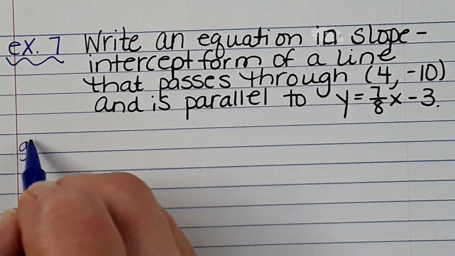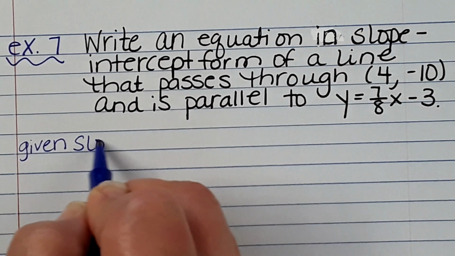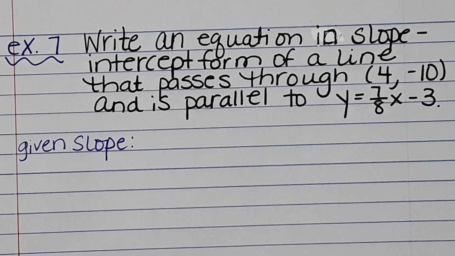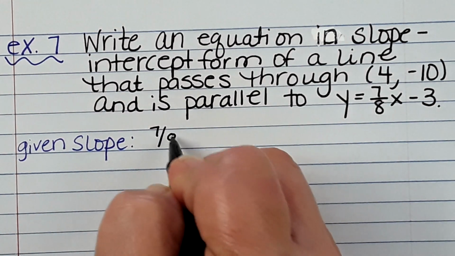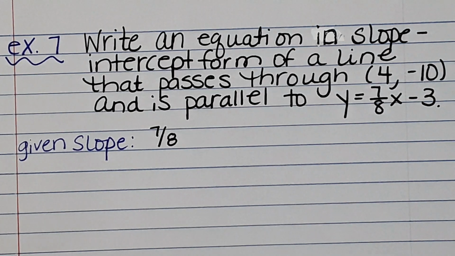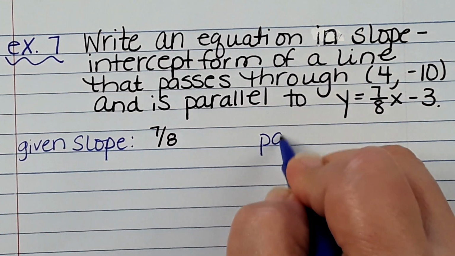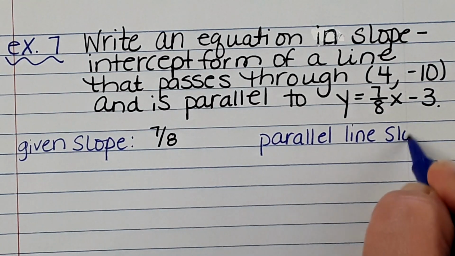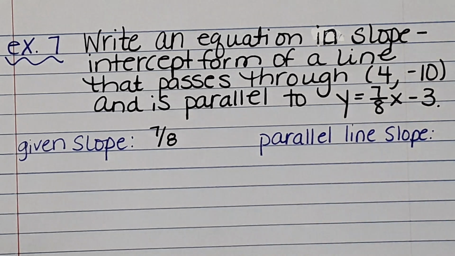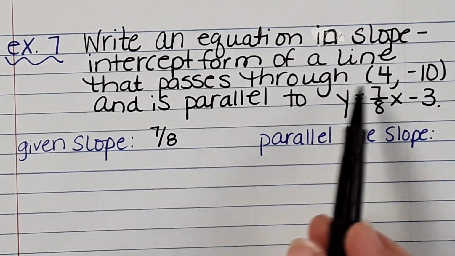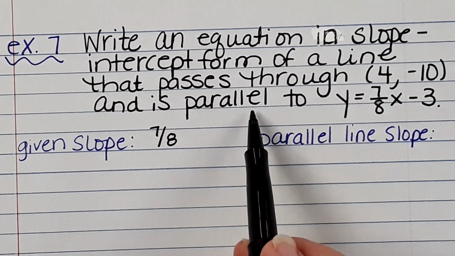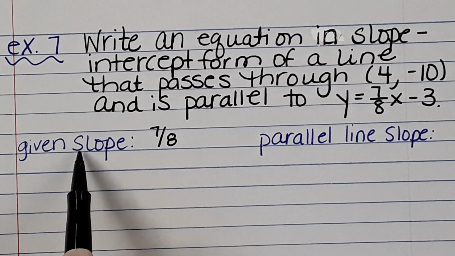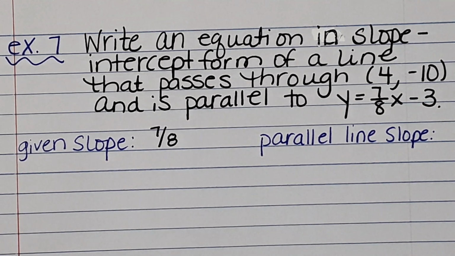The first thing is I want you to think about the slope that is given. In this problem, what is the slope that is given to you? 7/8 is given to you. What kind of line am I looking for? Parallel. I know I'm looking for a parallel line because it says passes through and is parallel to. So if my given slope is 7/8, what is my parallel line slope? 7/8, because they're the same.